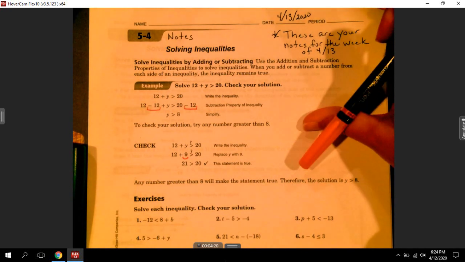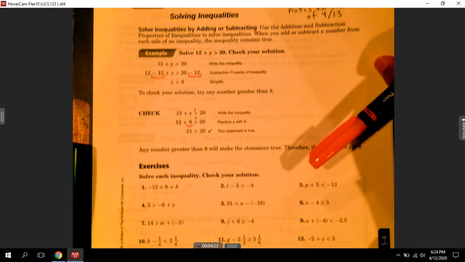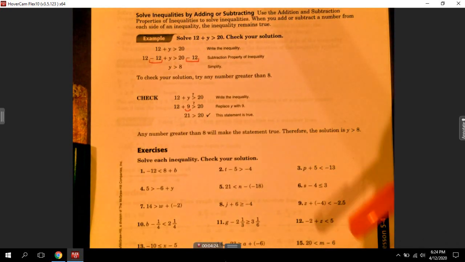All right. So I'm going to do the odd numbers down here. And I think I'm actually going to do them on a separate sheet of paper because it does not leave a whole lot of room here.